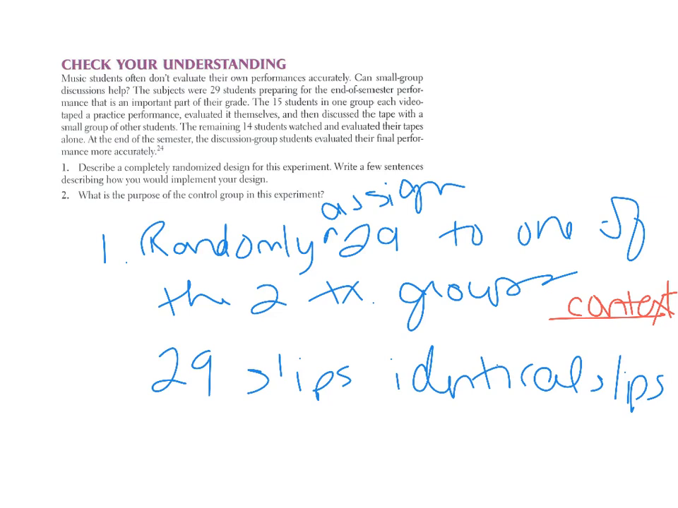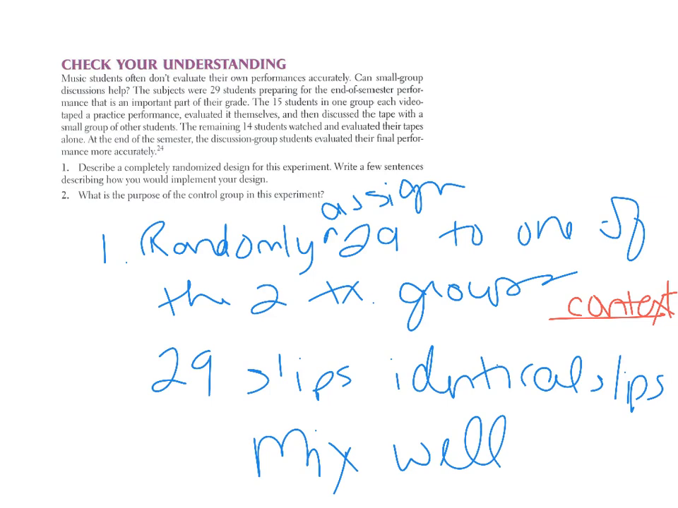You need to say what you're going to write on those, whether you're going to number off the kids 1 through 29, or 1 through 15 is group, and then 16 through 29 is going to be the alone review of their taped performance. Hey, make sure you mention that you're going to mix those papers well, before they are then randomly chosen to be assigned to the treatment.